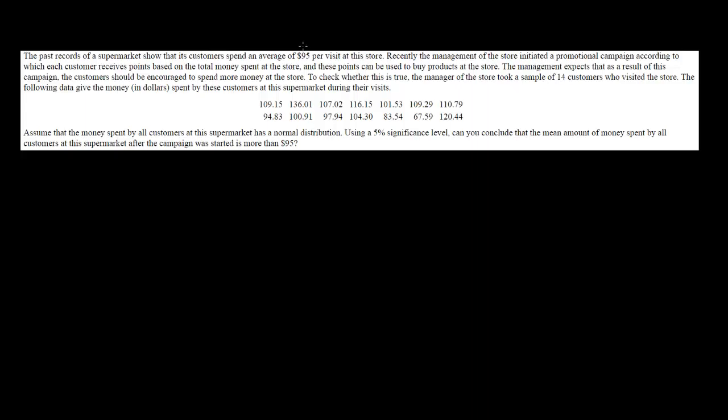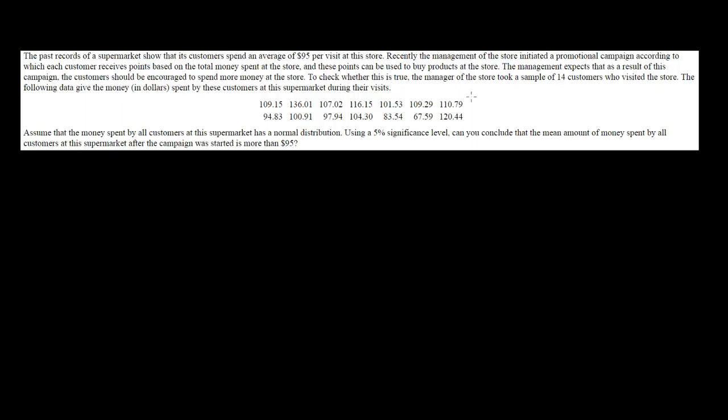Okay, then we start a promotion. We take a sample. Here it's 14 customers, and we see how much they spent. Now we want to see if whatever the average of these values is, if that is higher than the status quo of $95, and if it is higher, can we use some statistics to figure out if that's a trend, if there's actually something there, or if that was just random sampling error.